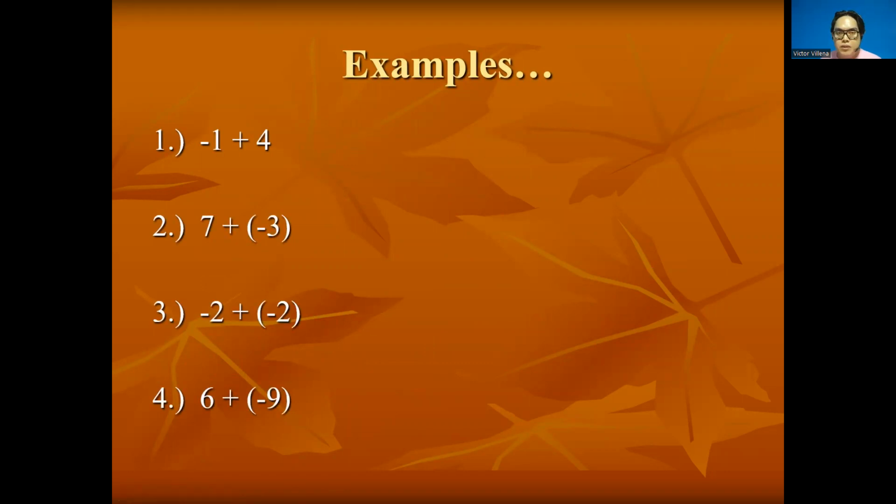Can you type in the chat, student number 4, the answer for these four examples? Okay, that's correct. Negative 1 plus 4 is positive 3. For number 2, that's good. The answer is positive 4. Very good. Number 3, also very good. That's negative 4 because we add two numbers with the same signs. And lastly, for number 4, that's very good. That's negative 3.